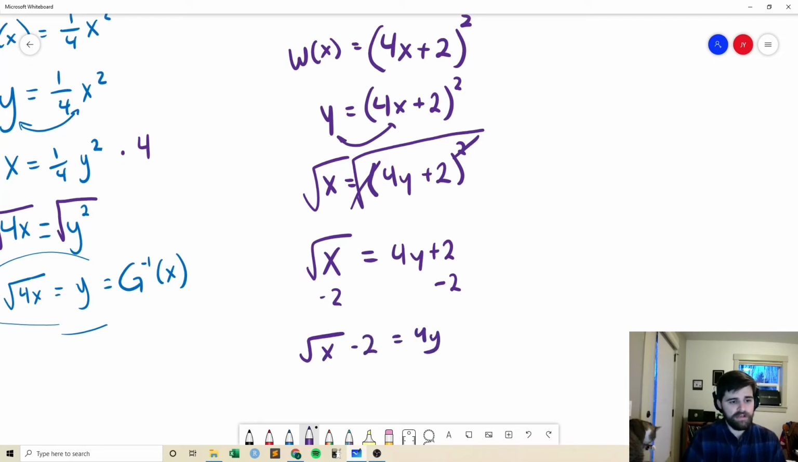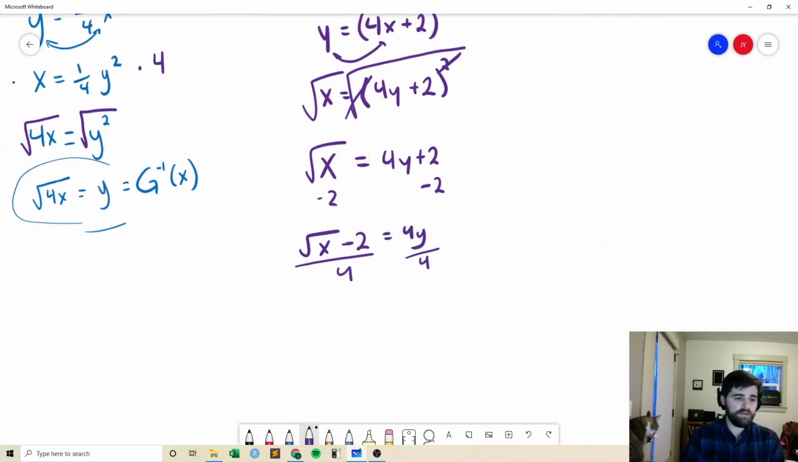So now I've got the square root of x minus 2. Notice that these are not like terms. These are unlike terms. We can't put them together. Y is almost by itself, but now we're multiplying it times 4. I want to undo that, so I divide by 4. Notice I divide the whole left side by 4. So we get y is the square root of x minus 2 all over 4.